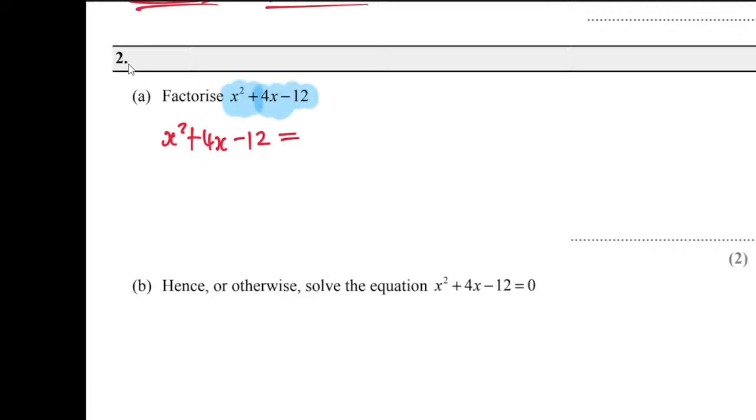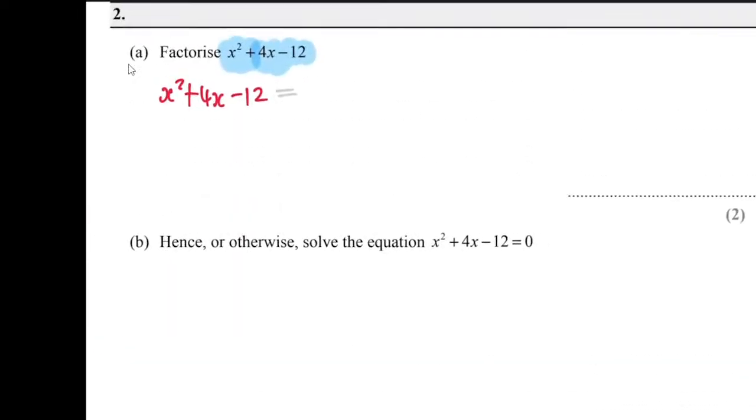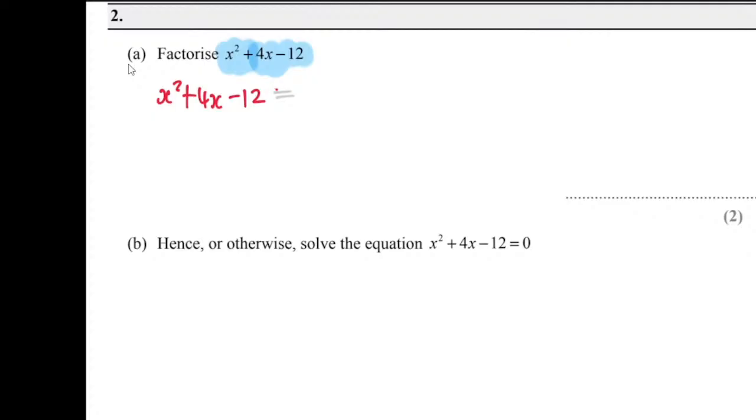Don't make it equal to 0. Nobody gave you an equal sign. Don't put an equal sign which wasn't there. Here the equal sign was already there. That's why we kept it. We just took 72 to the other side. The equal sign is not there here. We are creating an equal sign. So we'll be going down saying which is equal to, because it's an expression.